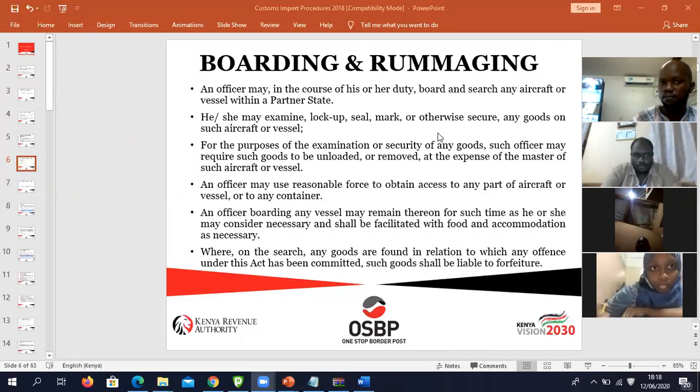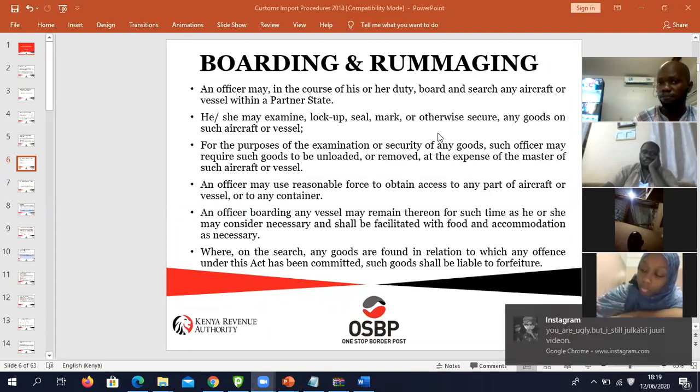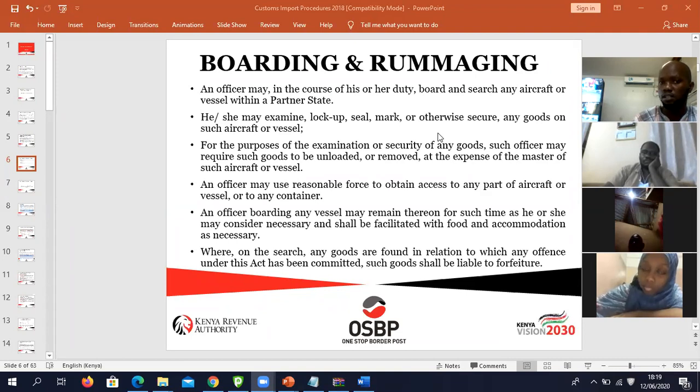Number three, for the purpose of examination or security of any goods, such officer may require such goods to be unloaded or removed at the expense of the master of such aircraft or vessel. So if there's any requirement by the officer that these goods move to maybe a secure location where this officer can examine these goods further, then that will be done at the expense of who? The master of the aircraft or vessel.